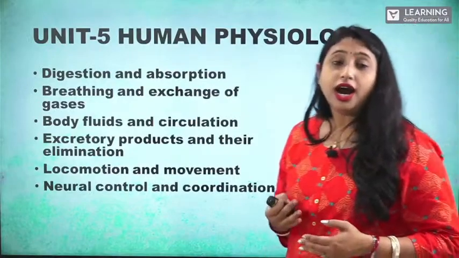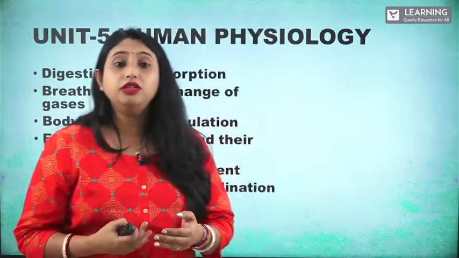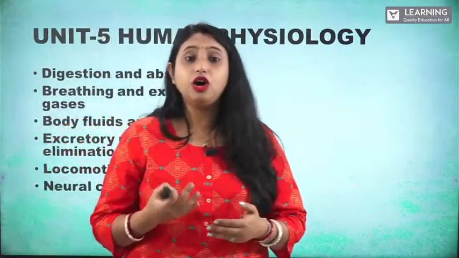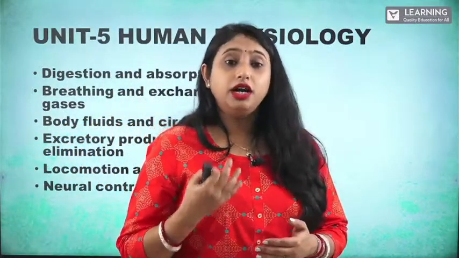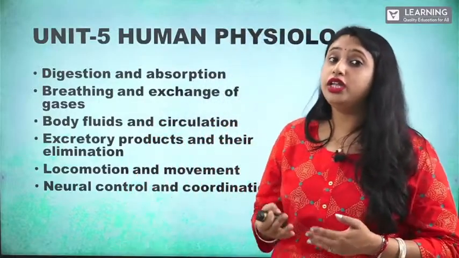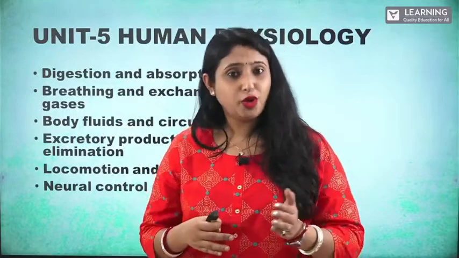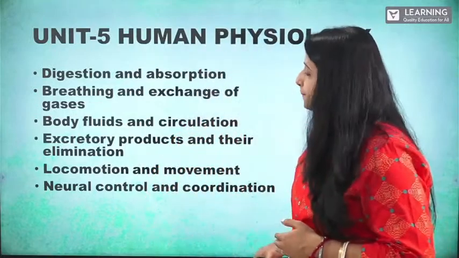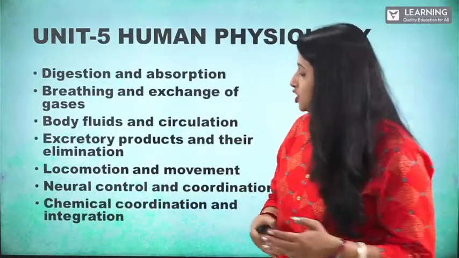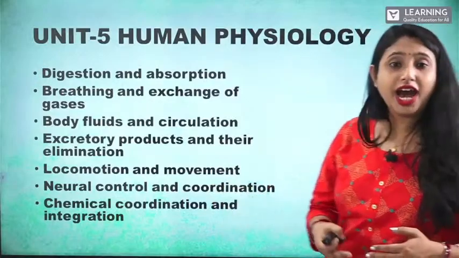Next is neural control and coordination. Under this chapter, you will learn about the nervous system, all about its functions, and how it passes signals from one part of the body to another. And the last one is chemical coordination and integration.